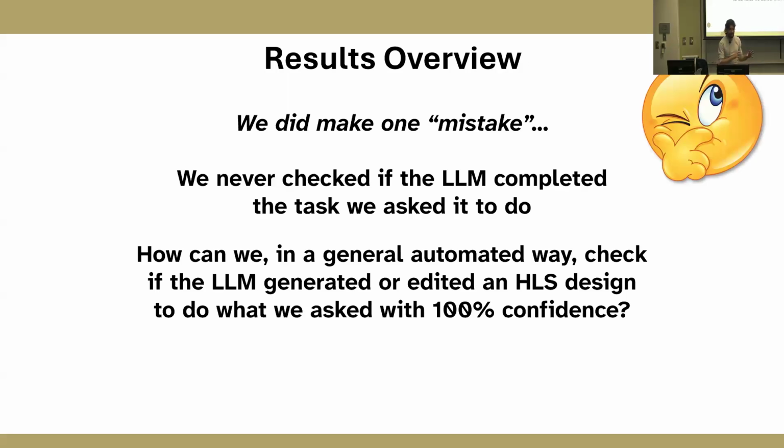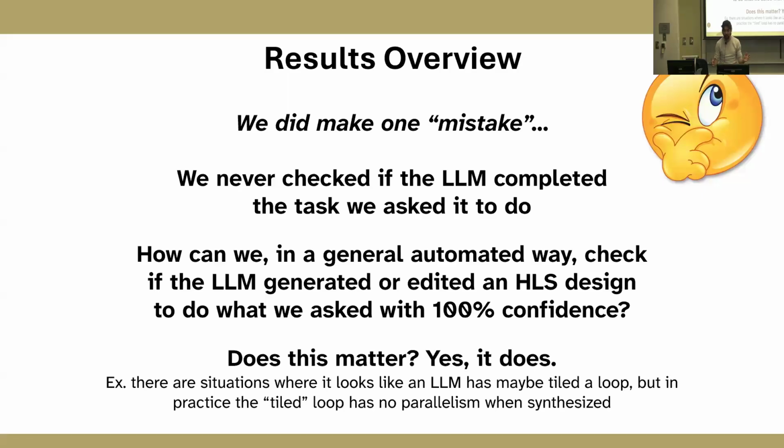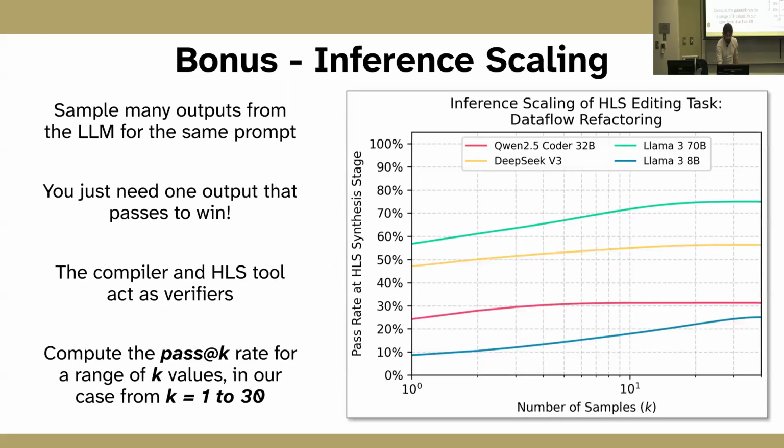So is there a way to check whether the LLM is doing what we ask it to do with 100% confidence in an automated way? The answer is probably not, but there are ways that people try to do this. You can use another LLM to judge whether the LLM you originally asked to do the task did the task. That's one goofy way to do it. There are other ways you could go about this, but it is an open problem. It does matter, because there are certain things where it could look like it changed something, but it doesn't really affect the hardware. So this is an open problem that we're still working on.